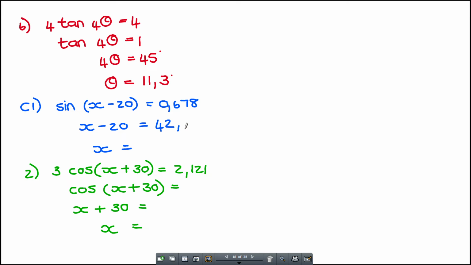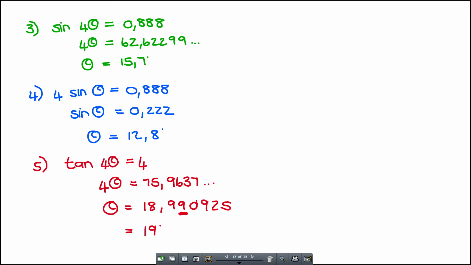Ek gaan nou sommer hier dadelik by C. Hulle sê nie van afronding by C nie. Ek gaan hom nou sommer afrond tot 2 desimaal, né? So ek gaan nou maak 6, 9. En dan so 62,69. Sorry.